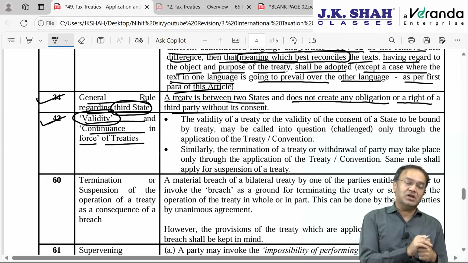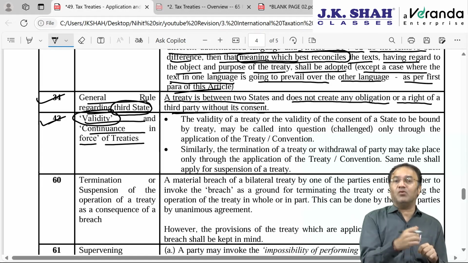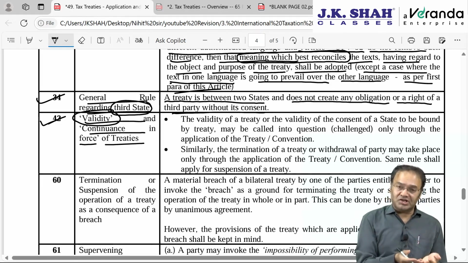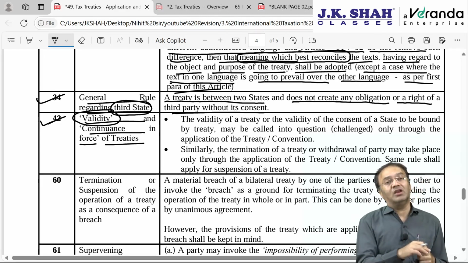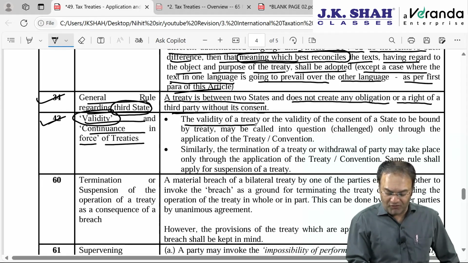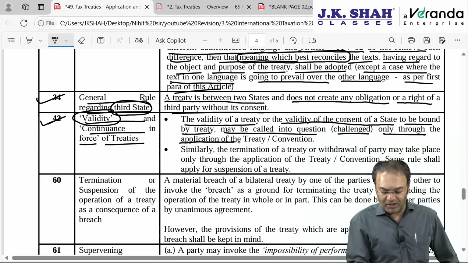For example, there was a treaty between various countries, including the G20 countries, at Paris called the Climate Change Treaty. In that treaty, the US under the presidency of Donald Trump wanted to withdraw. So the answer is, this can be done. The participation or consent to the treaty can be withdrawn after giving consent, provided it is done subject to the procedure given in the treaty. The validity of a treaty, or the validity of the consent of a particular state to be bound by the treaty, may be called into question or challenged. That party can withdraw, but only through the application of the treaty or convention.